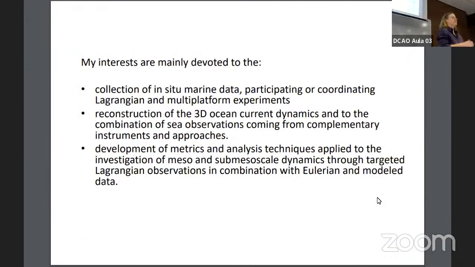My interests in particular are mainly devoted to the collection of in situ marine data by participating or coordinating Lagrangian or multi-platform experiments in the Mediterranean or collaborating with other partners in other basins. After we collect all these observations, we are interested to reconstruct the dynamics of the ocean in 3D and in time in order to understand how the different mechanisms interact with each other at the physics level. We also develop metrics and techniques to investigate the mesoscale and the submesoscale dynamics through targeted Lagrangian observation that we combine with the Eulerian observation or with the modeled data as well.